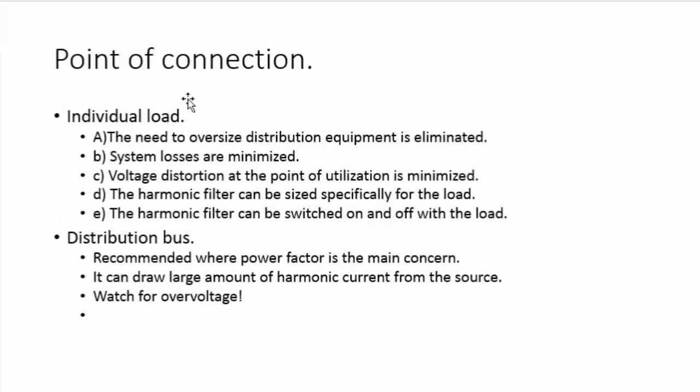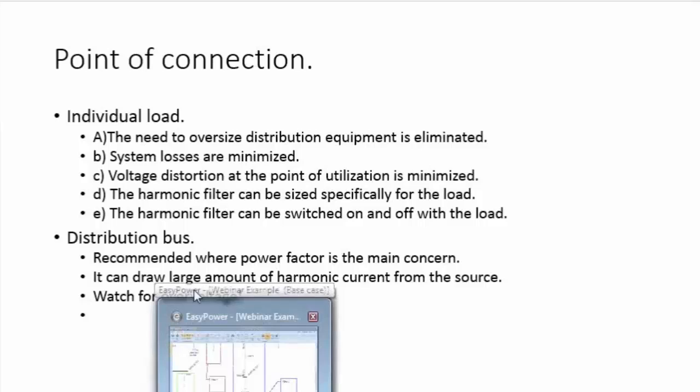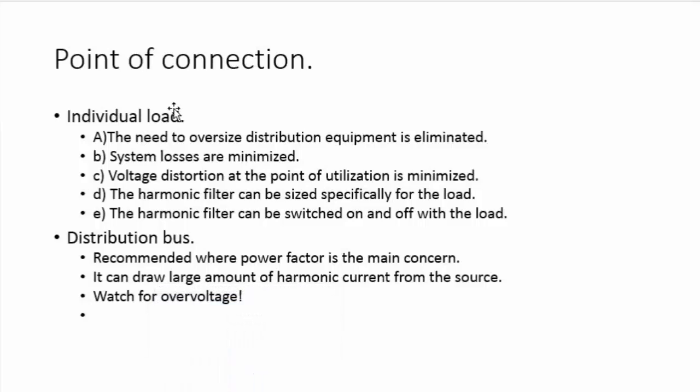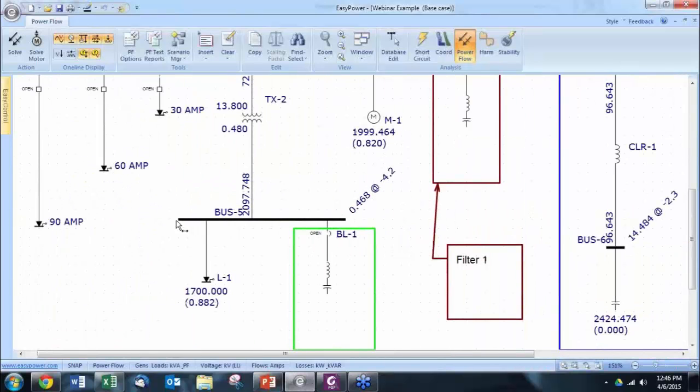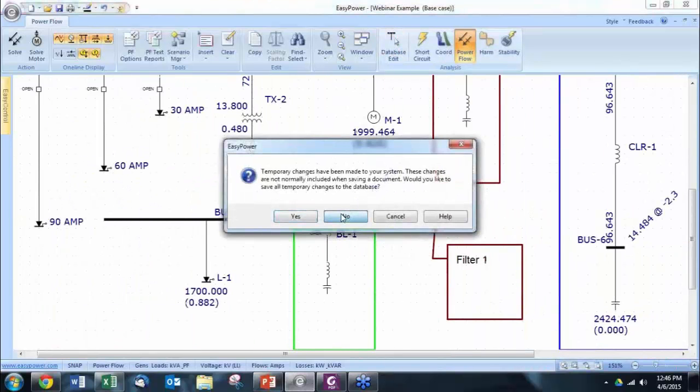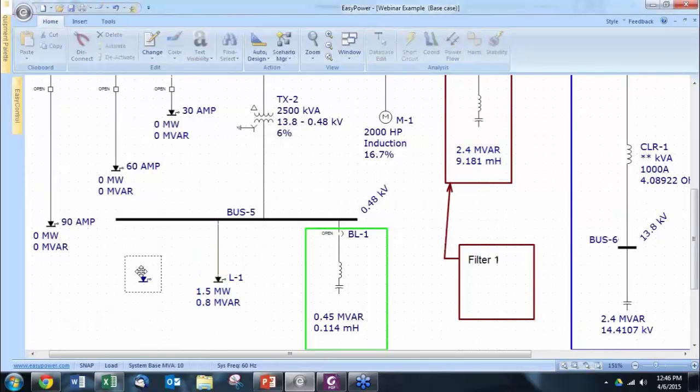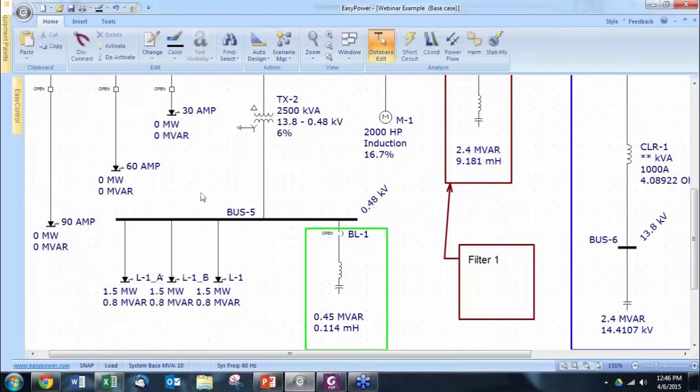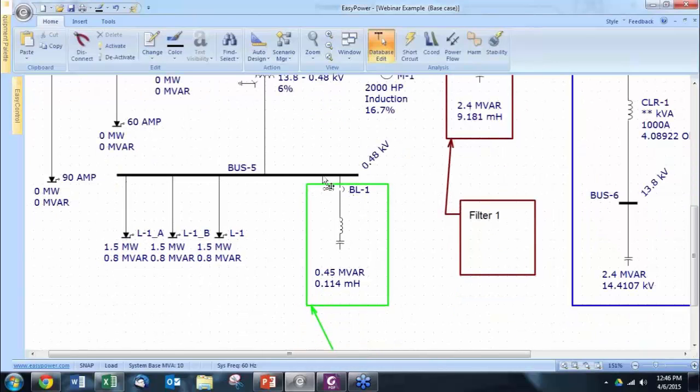And the point of connection, this is a very important thing to consider when designing a filter. Where are you going to connect the filter? You can connect the filter in every load that has a harmonic content. You can connect the filter in the distribution bus, which is the most common practice. For example, you could have many loads on this bus, and you could place a filter in every load. You may place the filter in the distribution bus.